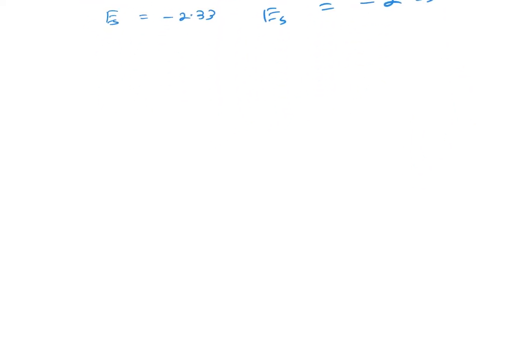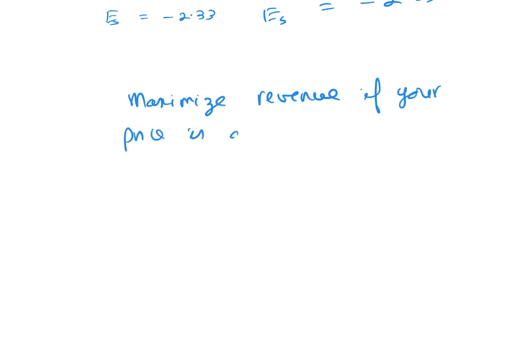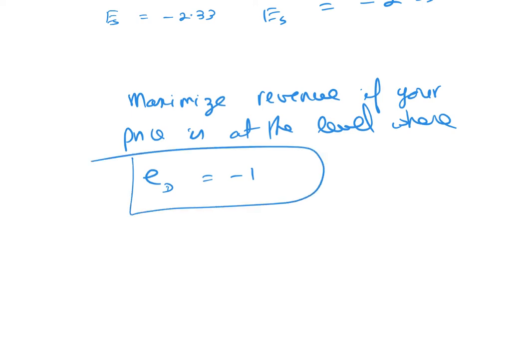And we have a rule of thumb that if a company can control prices, they will maximize revenue if your price is at the level where the elasticity of demand is -1. So if you recall, given that we have a straight line demand curve, this is the midpoint of the demand function. So revenues are maximized at the point where elasticity of demand is -1.